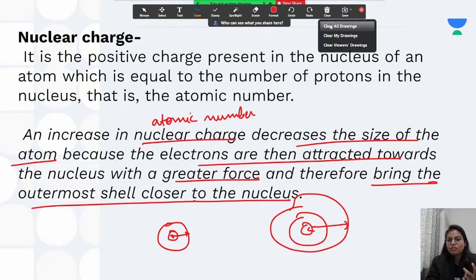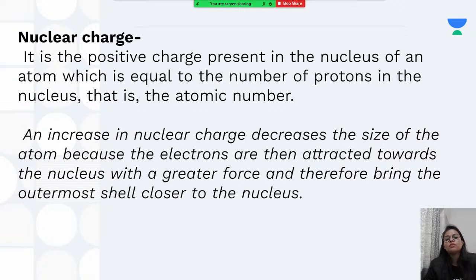Now there is a slight change in that, because of the nuclear charge. So nuclear charge is equal to what? It is equal to the number of protons, that is the atomic number. Now when the nuclear charge or the atomic number increases, the size of the atom will not increase, but it will subsequently decrease. Why? Because the electrons present in the shells are attracted towards the nucleus with a greater force, and therefore they shrink the shell. Therefore they bring the outermost shell closer to the nucleus.